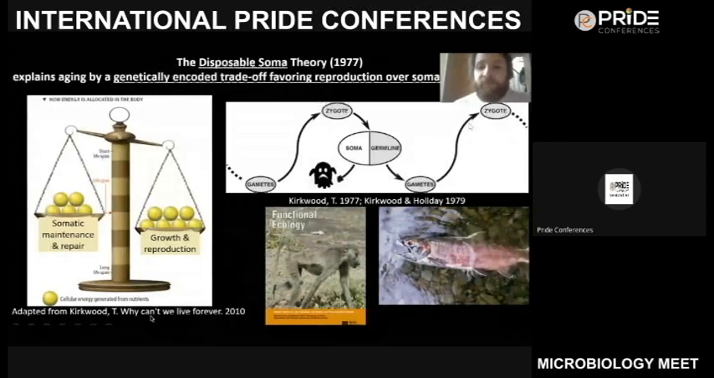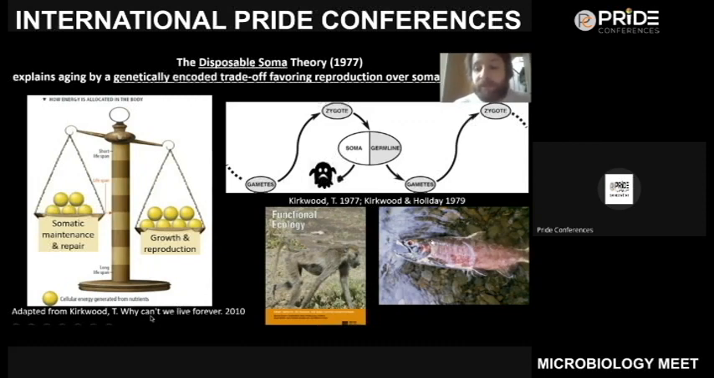And what the disposable soma theory suggests about the erosion of aging is that an organism will age when basically it uses its energy, it uses its resources, it invested to preserve the germline and enhance the chances to have a future generation at the cost of the maintenance of the soma. So this is a balance in a sense, and if your energy goes into your growth and reproduction, then it won't go to fix your body, and you will age and you will decay.